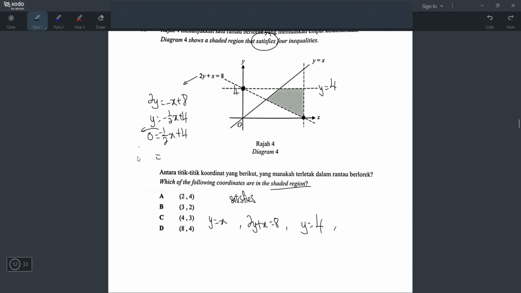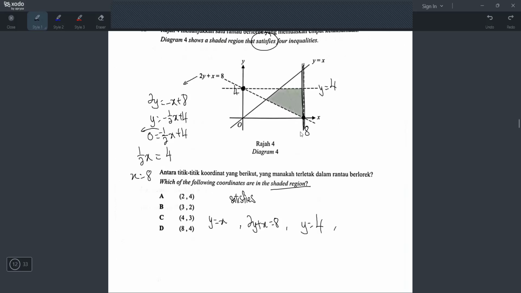Negative 1 over 2, when you move there, becomes positive 1 over 2x equals 4. So x will be 4 times 2, which is 8. You can use your calculator to help you. It means this is 8. It means this line, the equation, will not be y equals mx plus c. This is a non-gradient line. Non-gradient line, the equation is either x equals number or y equals number, right? So this time your equation is like that.